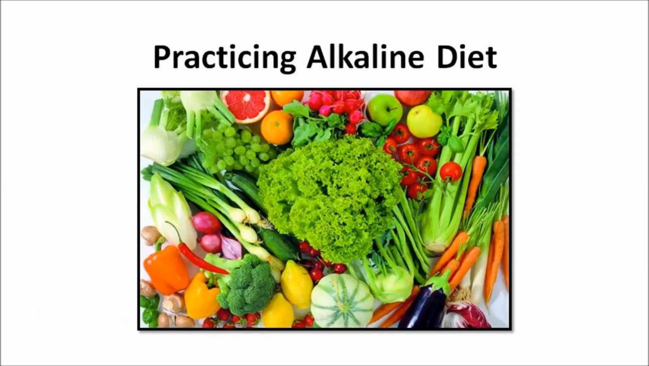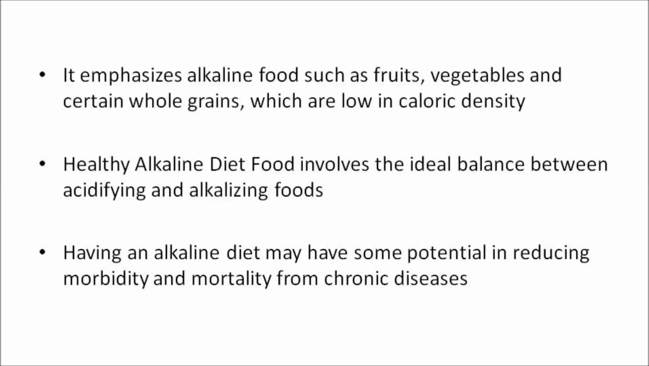The alkaline diet is also known as the alkaline ash diet or acid-alkaline diet. It emphasizes alkaline foods such as fruits, vegetables, and certain whole grains, which are low in caloric density. A healthy alkaline diet involves the ideal balance between acidifying and alkalizing foods. Having an alkaline diet may have some potential in reducing morbidity as well as mortality from chronic diseases.